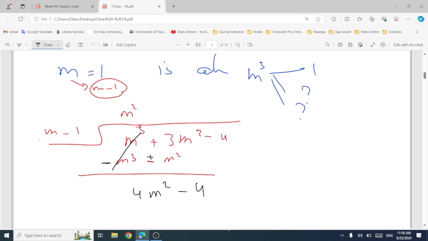We found one solution. To get the other one, we are going to use long division. So I'm going to divide by m minus 1. For cube, I need m squared. M squared multiply m, I'll get m cubed. Then m squared times minus 1, I'll get minus m squared. To remove the cube, we need to change the sign, and then we do our algebraic steps. Then I got 3m squared minus m squared, which is 4m squared, then nothing, minus 4. Is that clear?